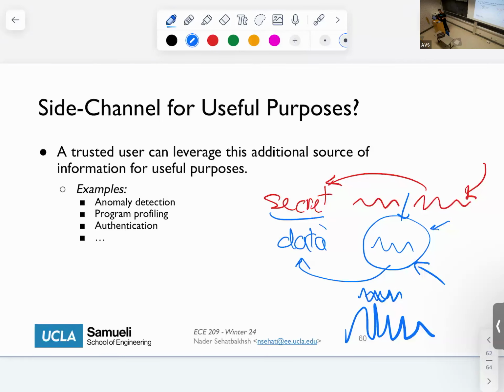I can use it for profiling, malware detection, anomaly detection, authentication, and many different things. Essentially, this is a free source of data that I can measure externally from the device and use to tell what the device is doing. And if I'm the trusted party, the good guy here, then I can use this for something useful, to understand the problems with the system.